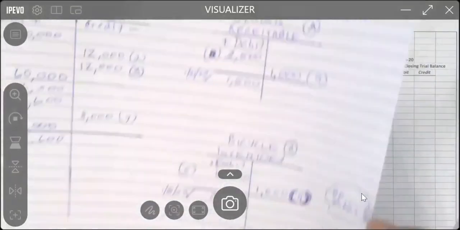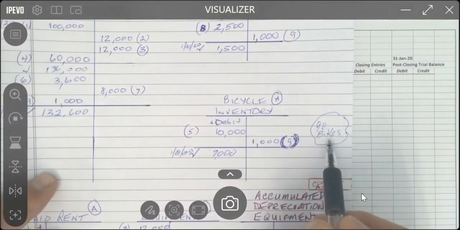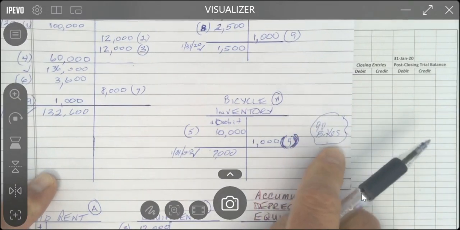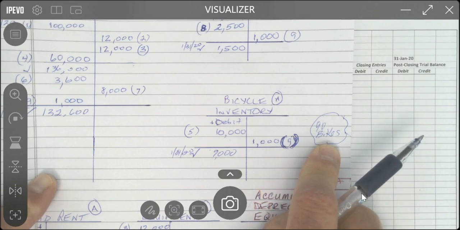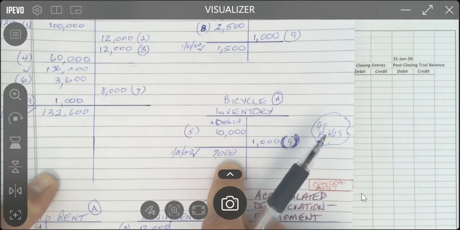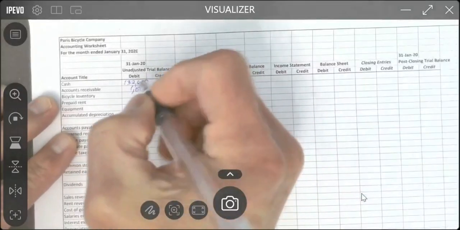And that brings us to bicycle inventory. And remember, we have at the end of the month 90 bikes, and we checked that in the warehouse and in the showroom, and indeed they're all there. So we didn't have any inventory shrinkage. And the cost of those 90 bikes is $100 per bike, or $9,000. So we put that in.